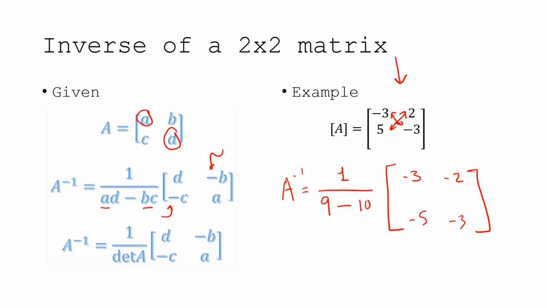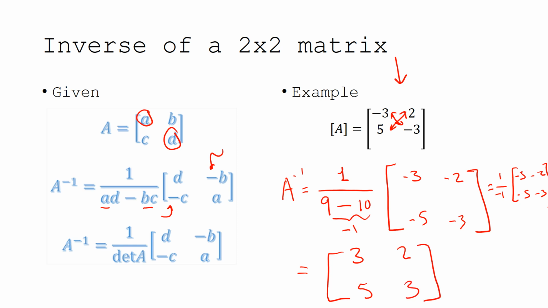Okay, so this term here gives us negative 1. So we have 1 over negative 1 times minus 3, minus 2, minus 5, and minus 3. Completing the multiplication of this by negative 1, we end up having 3, 2, 5, and 3. So this is what makes A inverse.